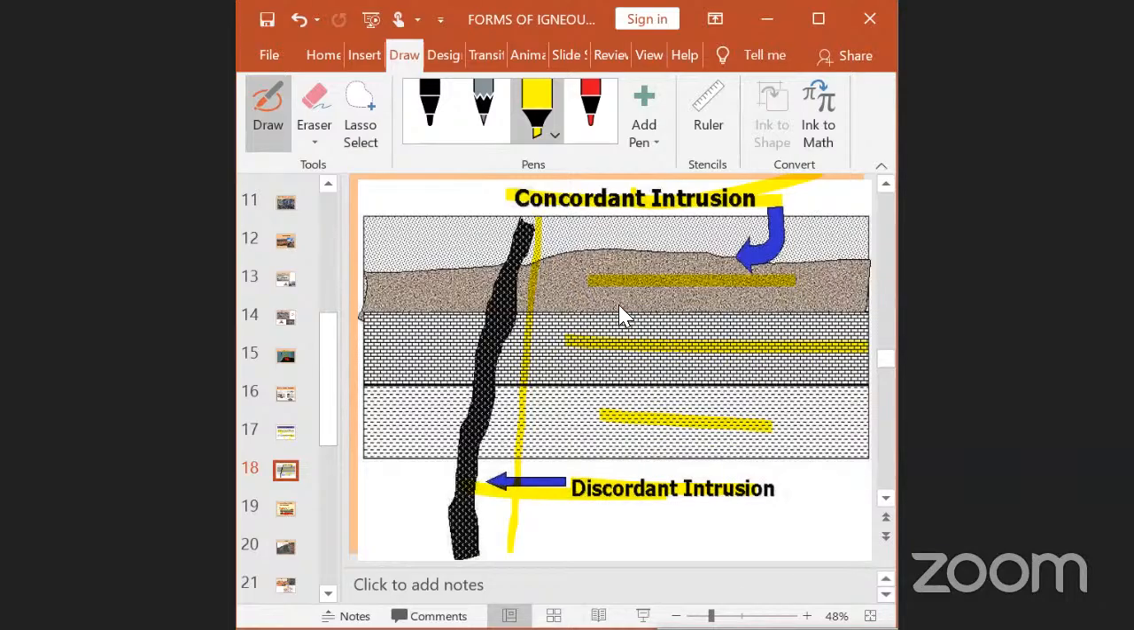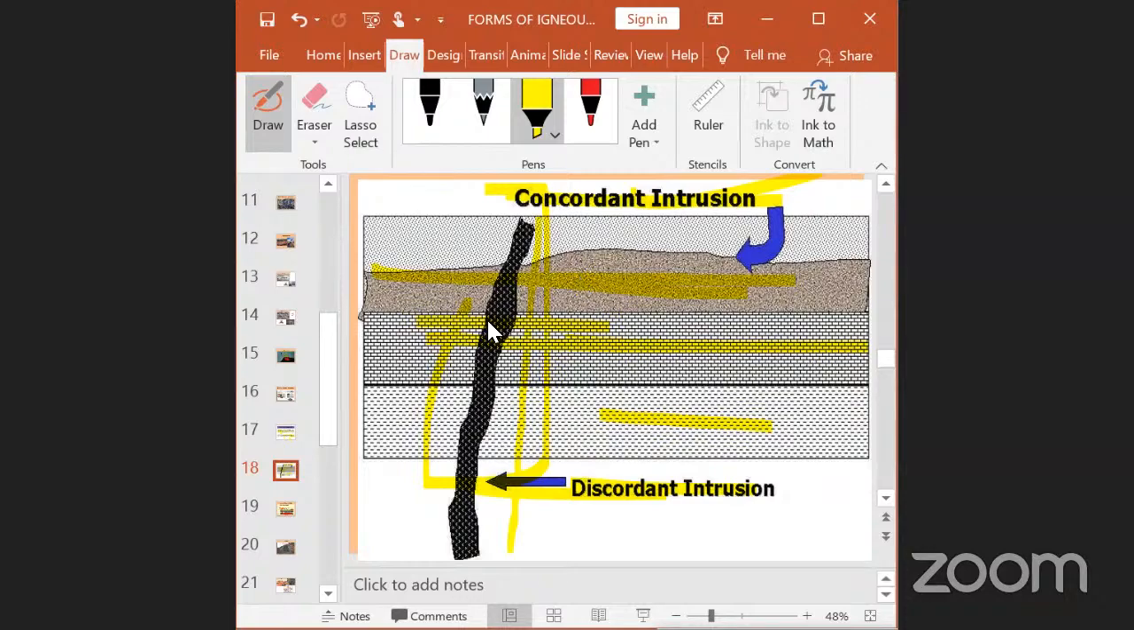In concordant intrusions, the injected strata remain more or less horizontal or parallel to the country rocks over a wide area. Examples are sills, laccoliths, and lopoliths. Discordant intrusions cut across the bedding of the rocks in which they intrude.